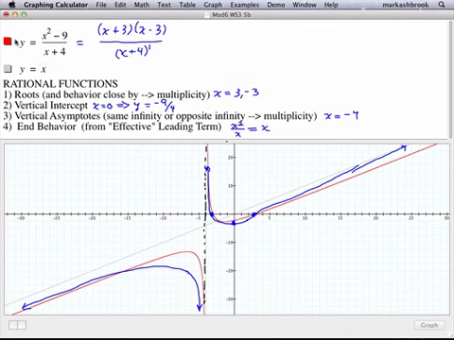Got it? The vertical asymptote is at x equals negative 4. Right? That's our vertical asymptote, x equals negative 4. Other questions? Okay, still got a minute left on the other one. See what we can do.